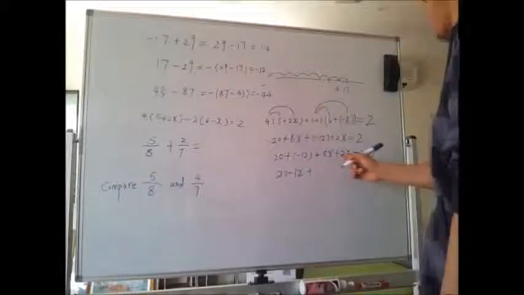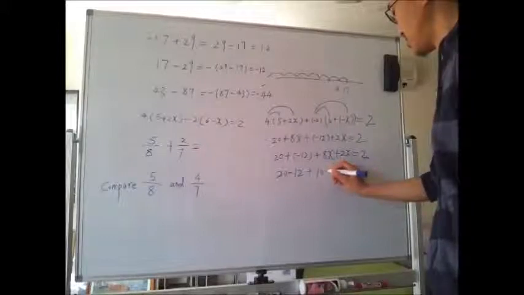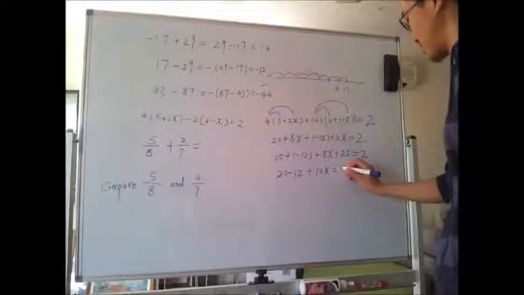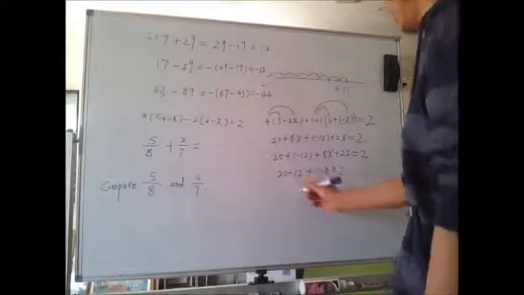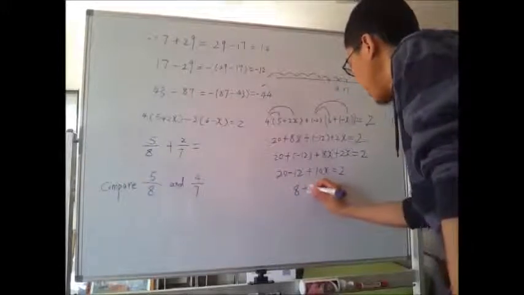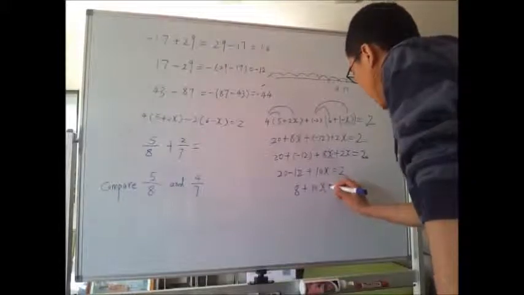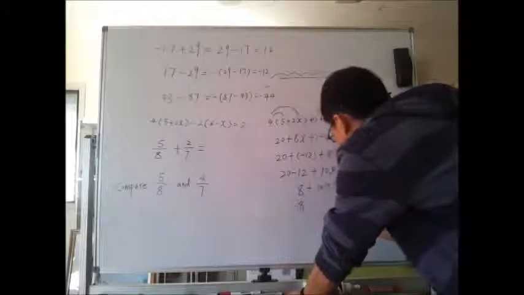Plus 8x plus 2x gives us 10x, equal still right hand side to 2. So 20 take away 12 is 8, plus 10x equals 2. So we take away 8, take away 8.